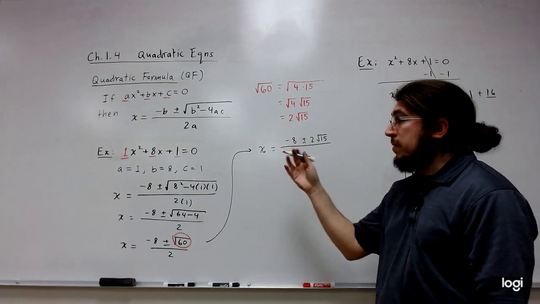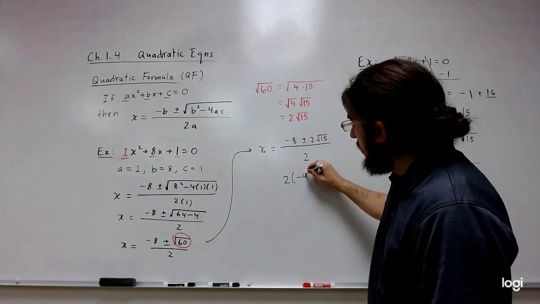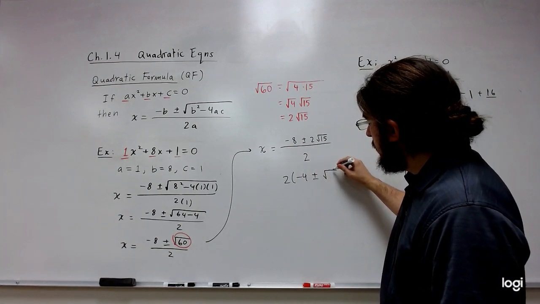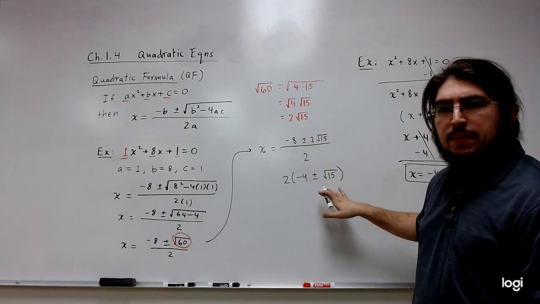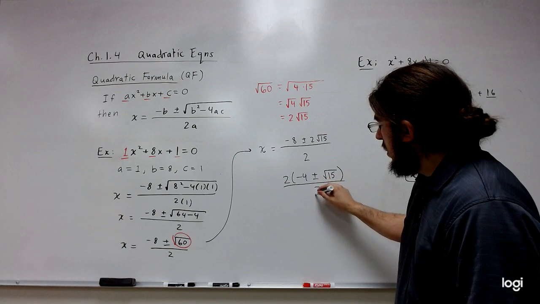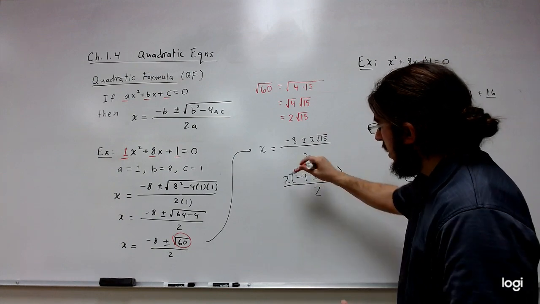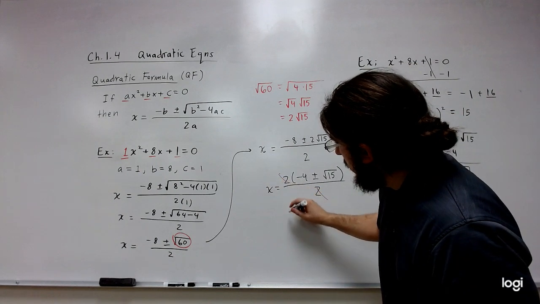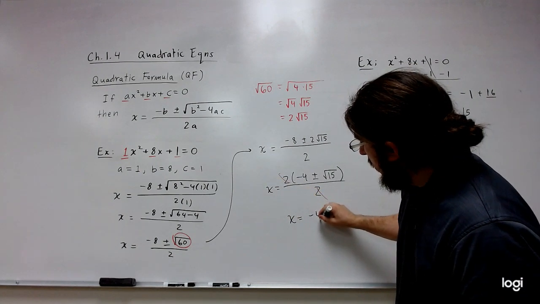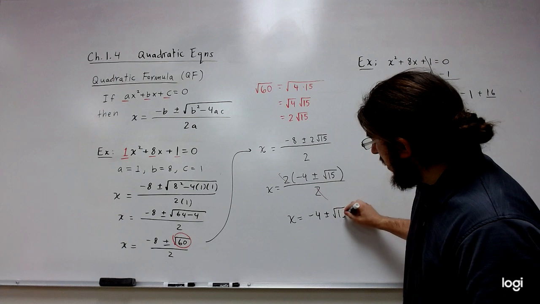If you factor 2 from the top, by dividing each of the terms on top by 2, negative 8 divided by 2 is negative 4. 2 radical 15 divided by 2 loses the 2. And then canceling the 2's out finally gives us the exact same answer that we got earlier. Let me just write it. Negative 4 plus or minus radical 15.